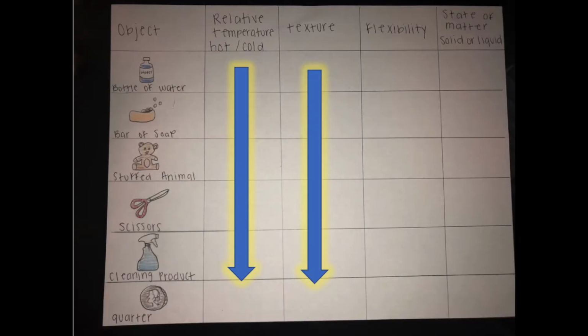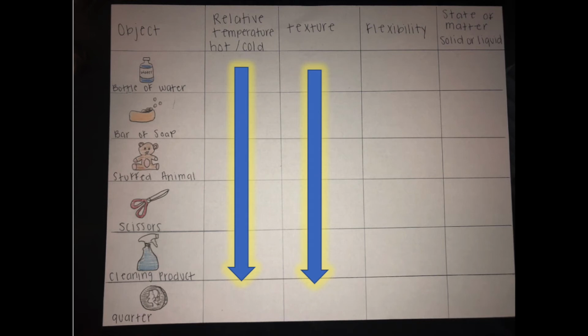So for today's instructions, you are going to fill out those two columns. Tell me if your objects feel hot, cold, or somewhere in between. Tell me in those boxes. You're going to do the same thing for texture. Tell me if they're smooth or rough.